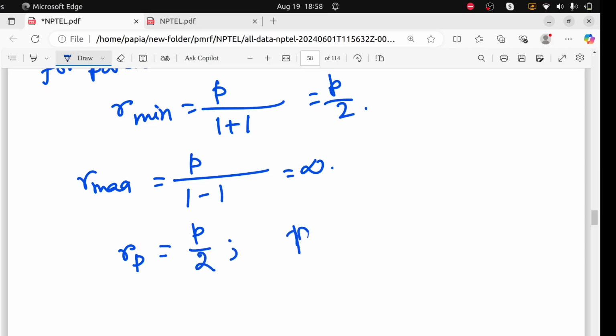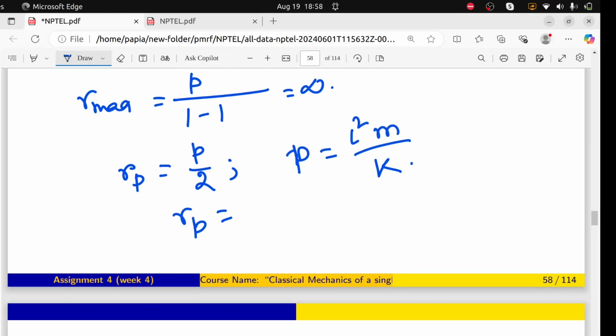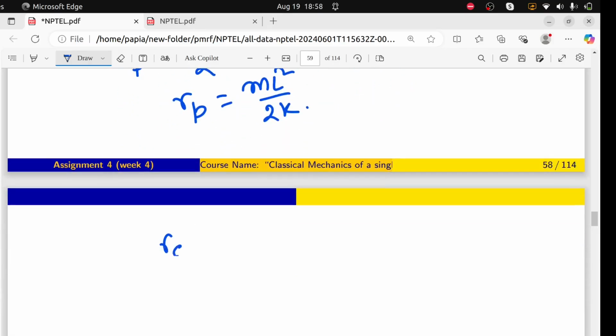So now what is P here? P is L square by m k. So our RP will be L square by 2 m k. And what was RC? RC we calculated, and it is coming as L square by m k.